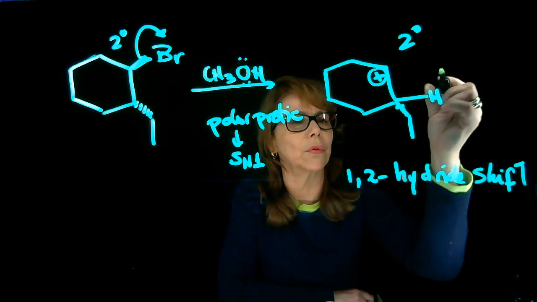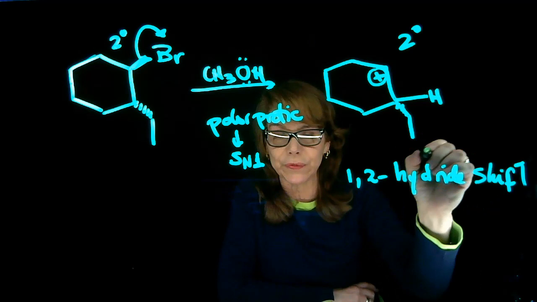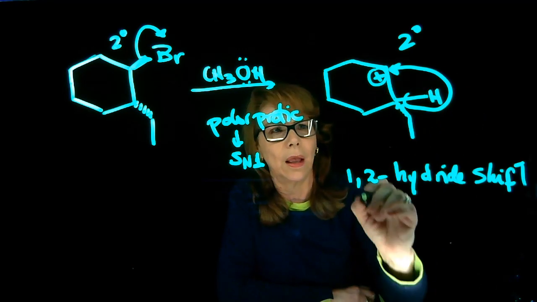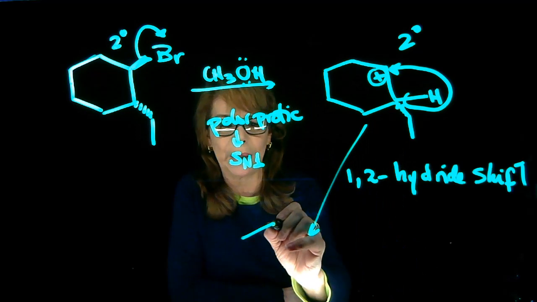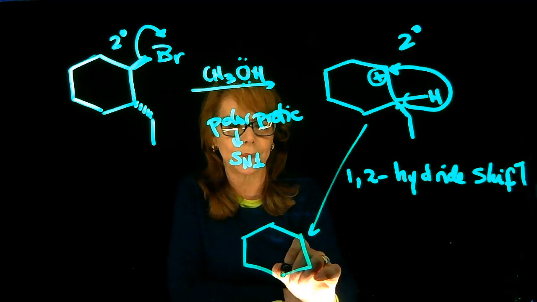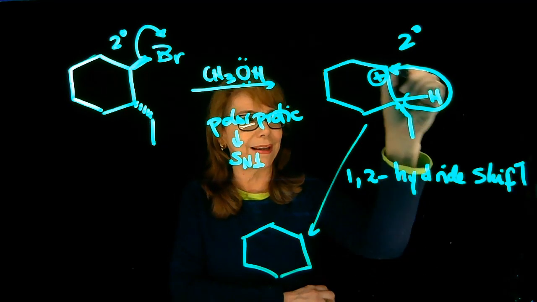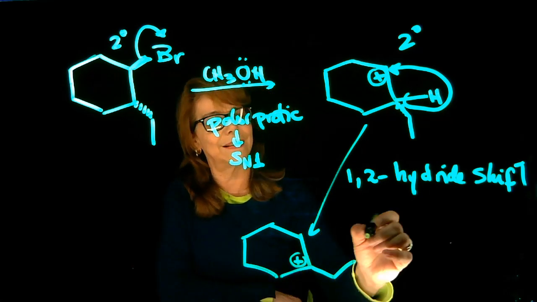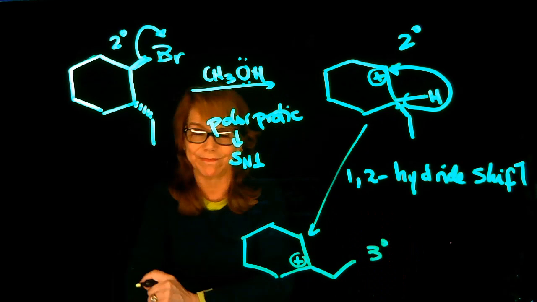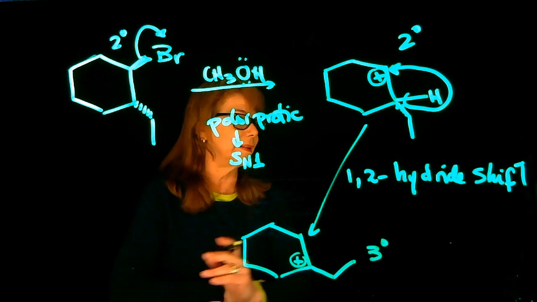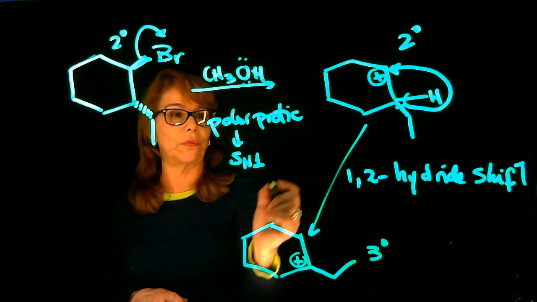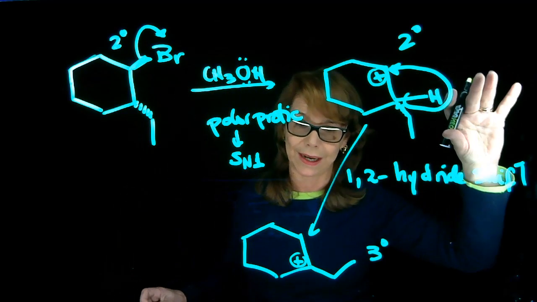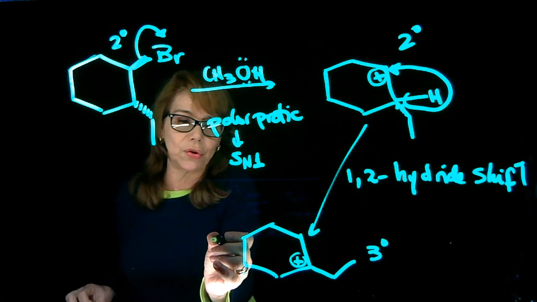I'm just going to draw the two lines. That means you're shifting a hydrogen with its electrons and migrating it over there. In doing so, you're making a better carbocation. After you migrate the hydride, you're going to have a carbocation here, and that carbocation is tertiary. So that's the first step. In the second step, we have the nucleophilic attack. Remember, SN1 is stepwise: first the formation of the carbocation intermediate, and the second step is the nucleophilic attack.